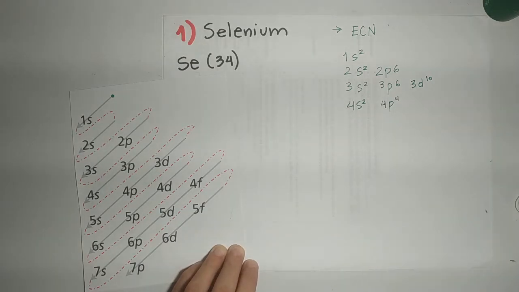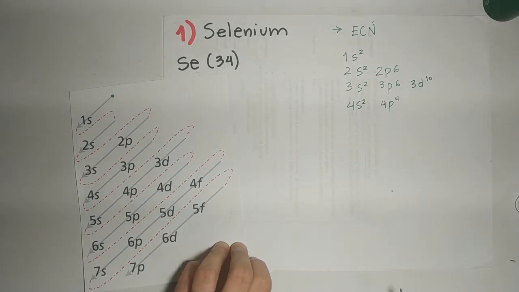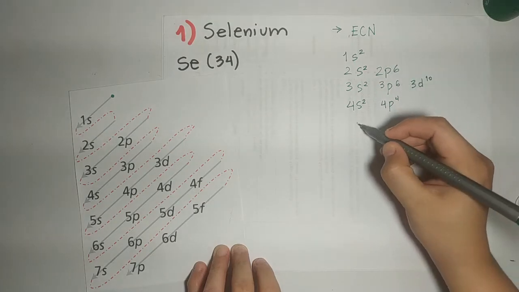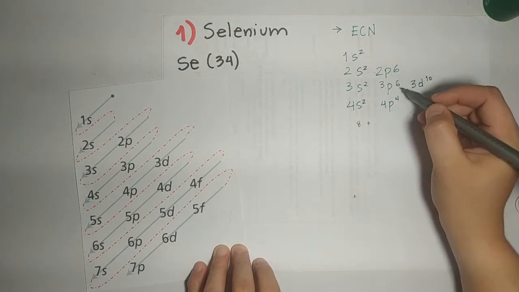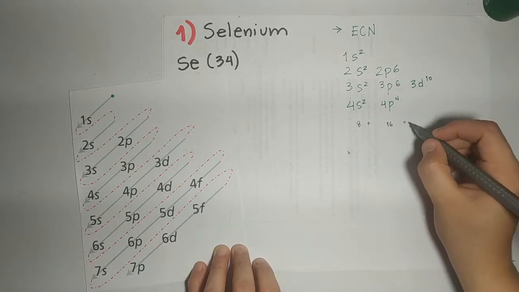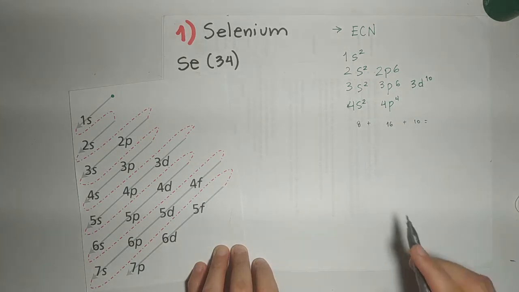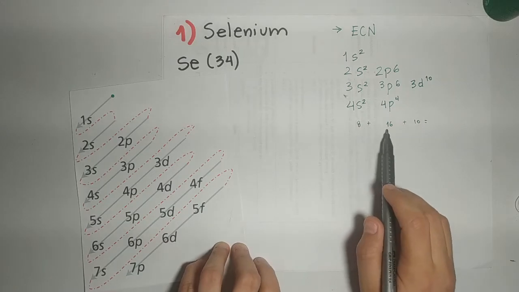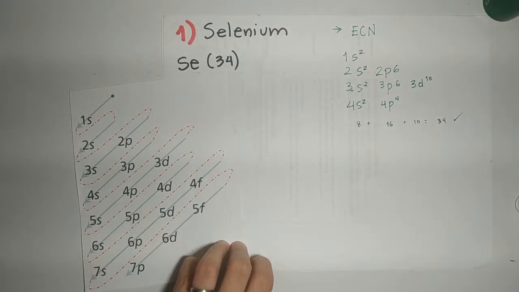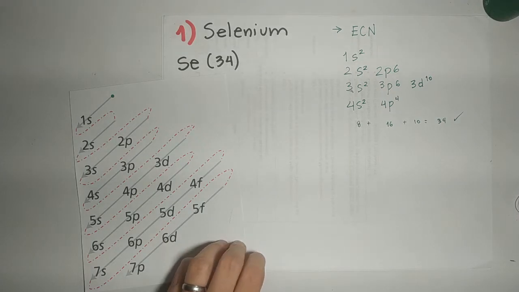Now to make sure that I did it correctly, I will count. Okay, so I have 2, 2, 2, and 2 makes 8, plus 6, 6, and 4 makes 16, plus 10, and let's say 8 and 16 is 24, plus 10, 34, so it's okay. This is the full electron configuration notation.